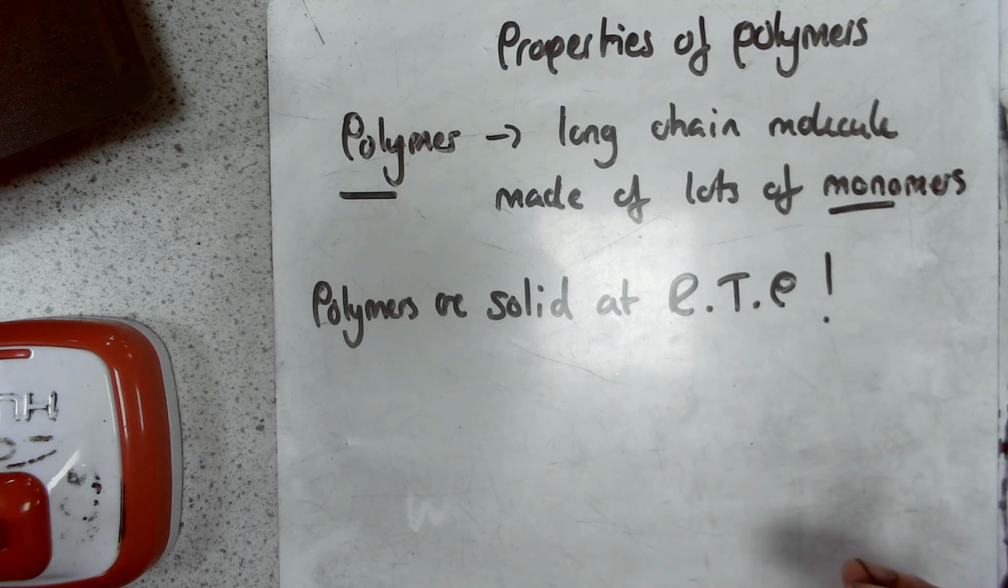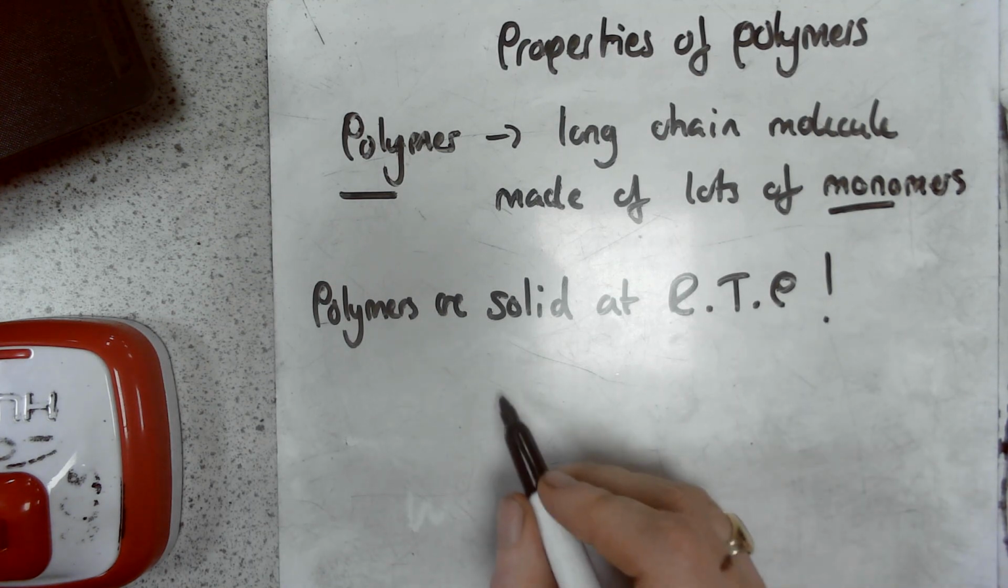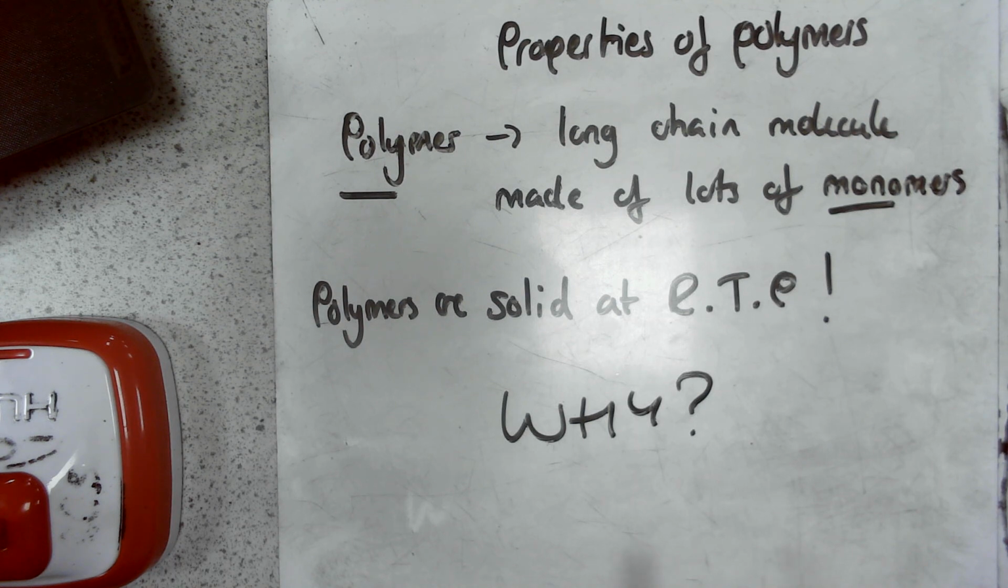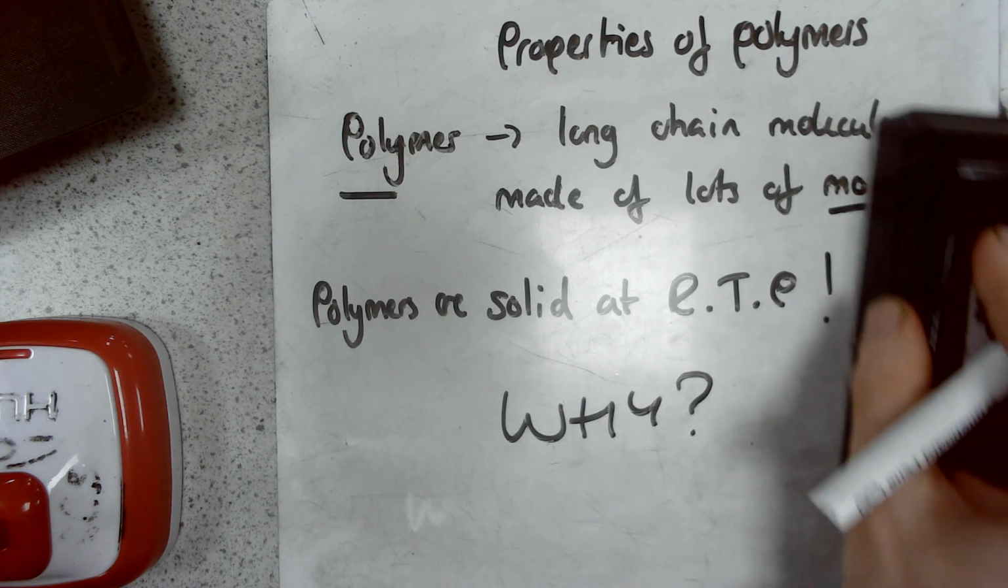Now we might start to ask ourselves the question as to why, because these aren't giant covalent structures, so they don't have those massive structures that give them that really high melting point, but they still have quite a high melting point. Why is that? So let's have a look.